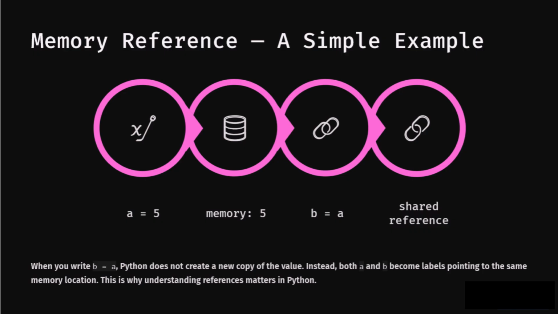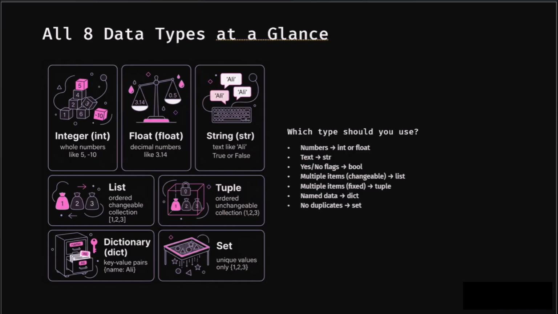As you can see in the diagram, both a and b are now shared references. They are two different labels pointing to the same single object in memory. Understanding this is vital because it explains how Python saves memory and how it behaves when you start working with more complex data like lists. Just remember, in Python, variables are labels and multiple labels can point to the same value.